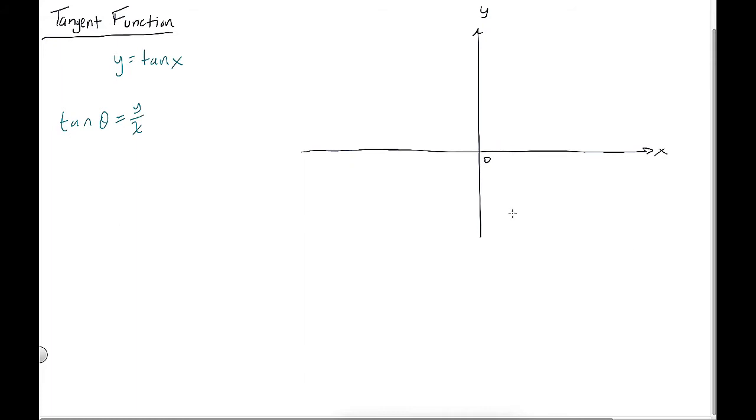And in order to actually do the graph of the parent tangent function, we're gonna have to do a little work here. So I'm gonna start drawing some tick marks and I'm gonna label these in terms of radians. And again, I want you to think about what kind of characteristics we might see, knowing that the tangent of an angle is really the y value divided by the x value.